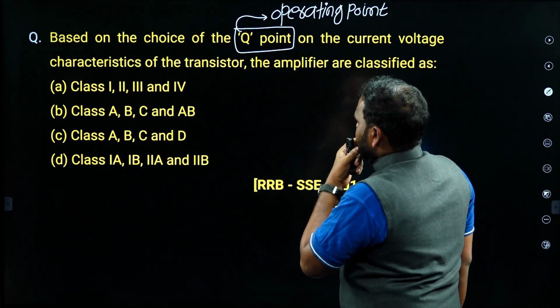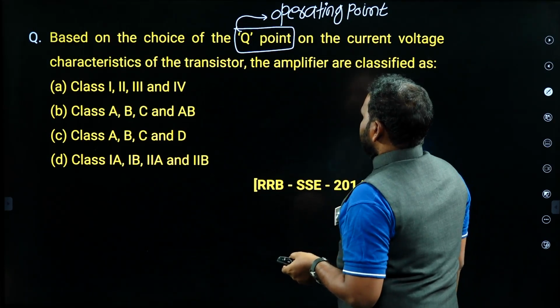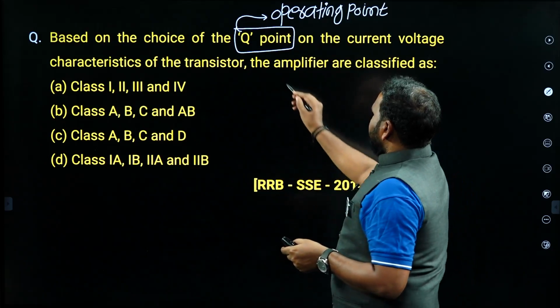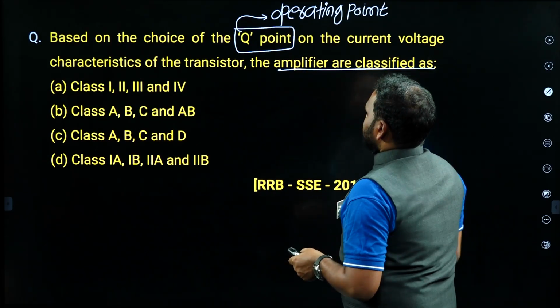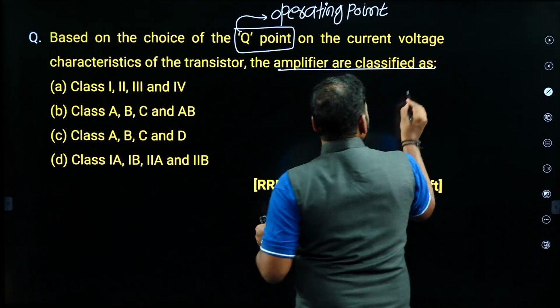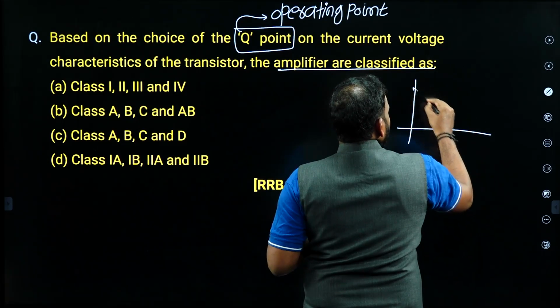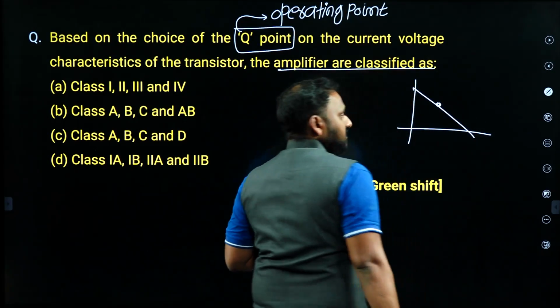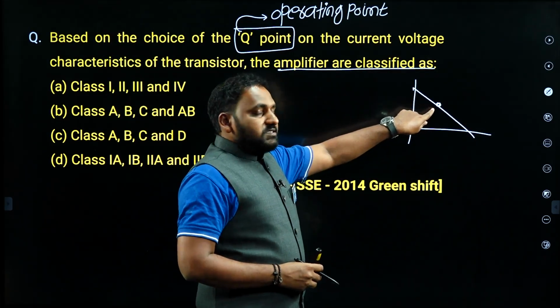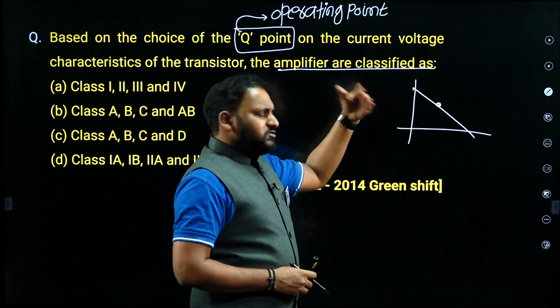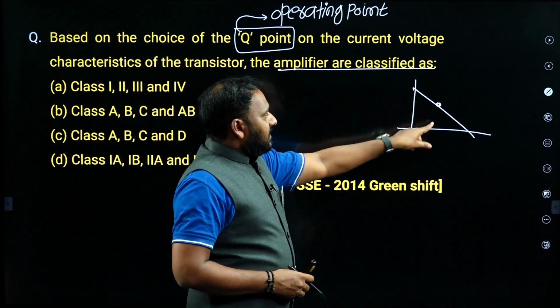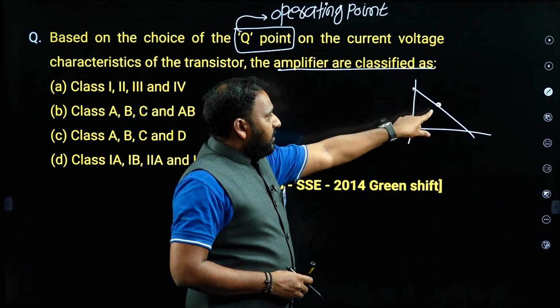The current-voltage characteristics of the transistor. So it's about BJT amplifiers classified as... Based on the operating point, do you remember, guys? Exactly at the center of the DC point. Of course, it is the intersecting point of the AC and DC load lines. So based on these VI characteristics, we are selecting the Q point.